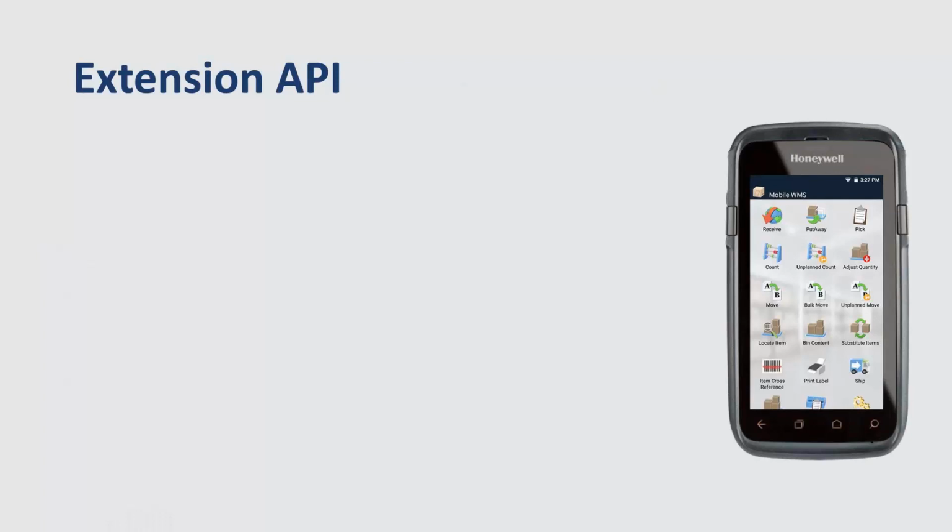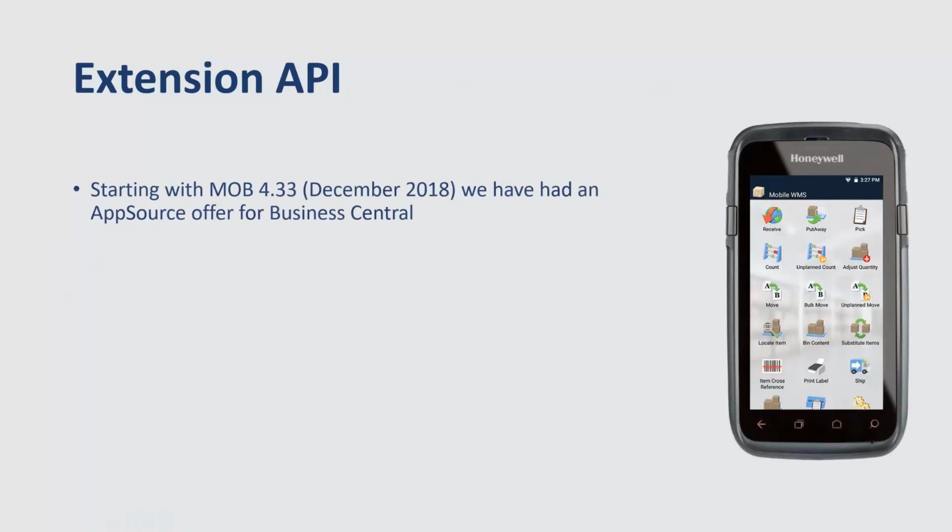So let's look at the new extension API. Starting with version 4.33, released in December 2018, we have had an AppSource offer for Business Central. These first AL versions were a direct AL porting of our existing C-side application and really only introduced a few new features to better support mobile VMS customizations in the cloud through extensions. Generally speaking, if you needed to do any major customization work to mobile VMS for Business Central, you had to rely on our per tenant download, which still allowed AL in-code customizations to be made.